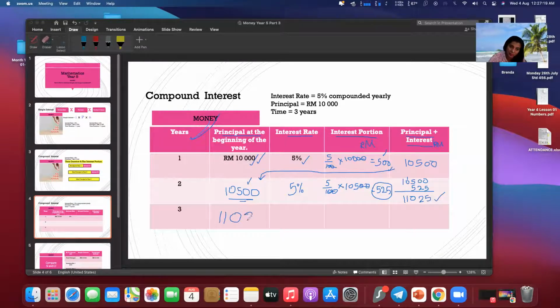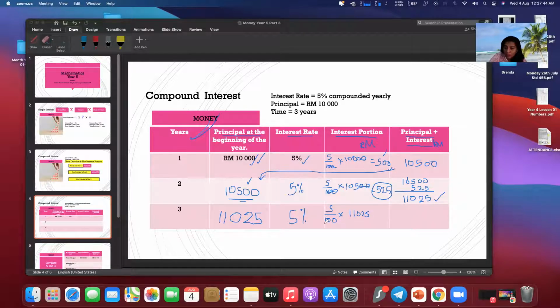Now you don't take out any of this money and you put everything into the third year. You put 11,025. This is now my principal for my third year. Interest rate is still 5%. Wow, this is going to be a tough calculation. So let's try 5 over 100 to calculate how much the interest is, multiplied by 11,025.